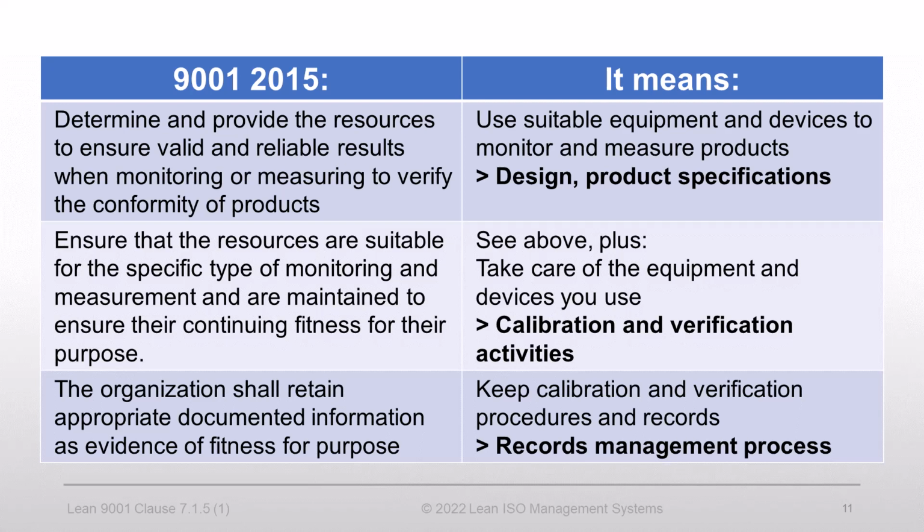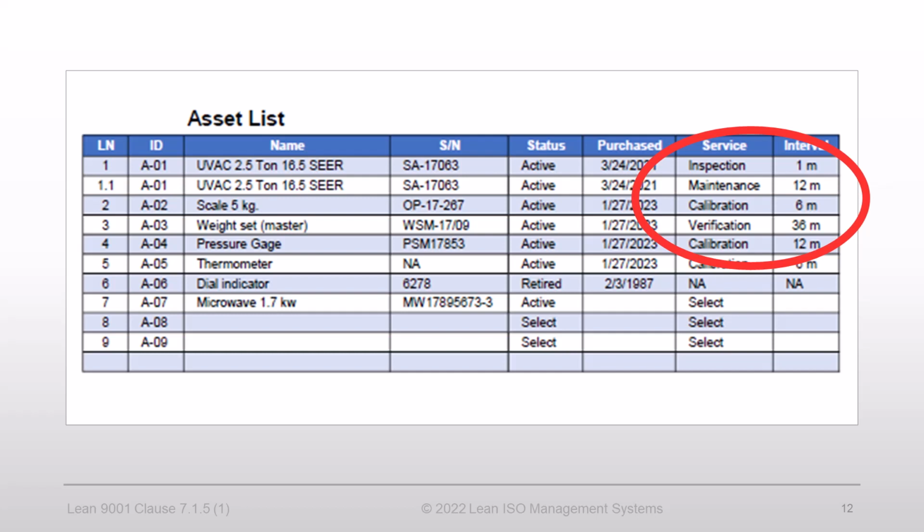Okay, by now we have identified what the standard needs. So, it is time to figure out how we can track our 10, 50, or 500 measuring devices. Well, this part is easy. In one of our previous videos, we discussed an asset list. This list includes services required for this or that measuring device: calibration, maintenance, verification, and others. You can find a link to this list below.